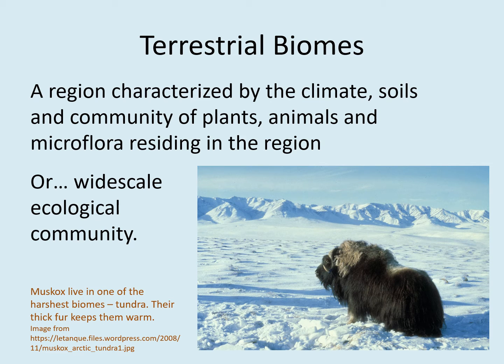According to NASA's Earth Observing System, there are 7 different terrestrial or land-based biomes on Earth. And these are categorized primarily based on their climate, which is their rainfall and temperature.